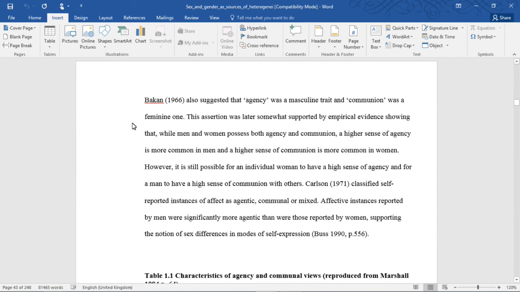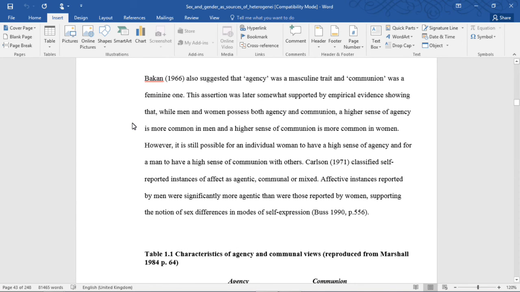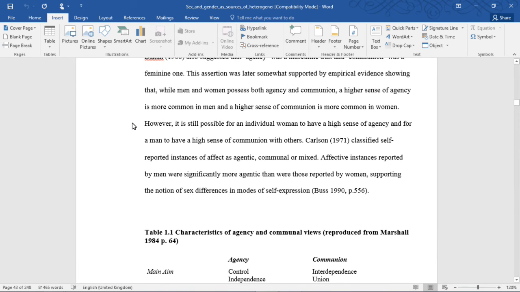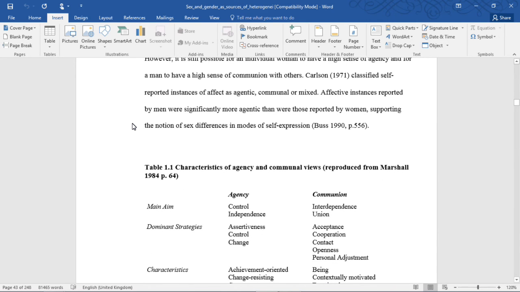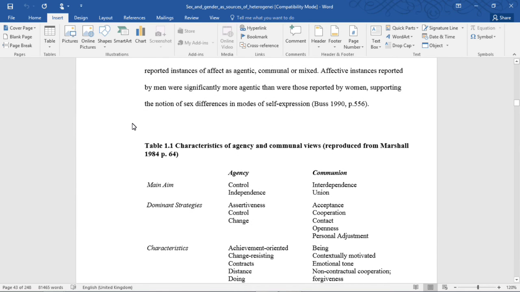Bakan also suggested that agency was a masculine trait and communion was a feminine one. This assertion was later somewhat supported by empirical evidence showing that while men and women both possess agency and communion, a higher sense of agency is more common in men and a higher sense of communion is more common in women. However, it is still possible for an individual woman to have a high sense of agency and for a man to have a high sense of communion with others. Carlson classified self-reported instances of affect as agentic, communal, or mixed. Affective instances reported by men were significantly more agentic than were those reported by women, supporting the notion of sex differences in modes of self-expression.